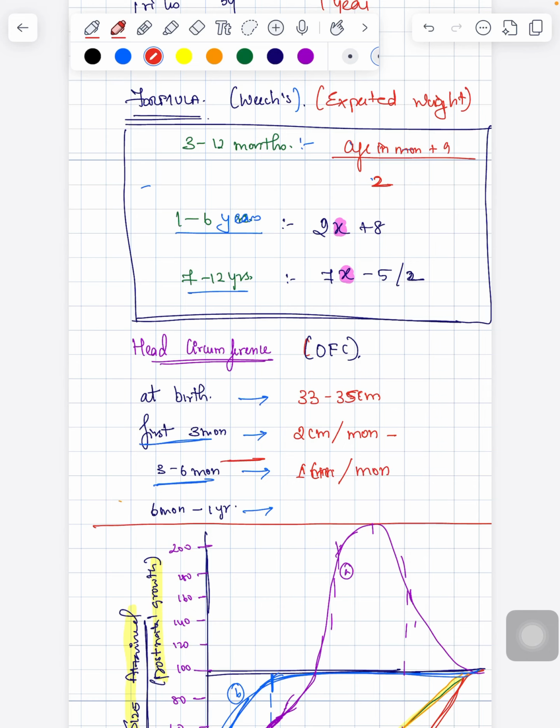So the maximum head circumference growth, or maximum growth of the head, will happen from birth till 2 years of age.